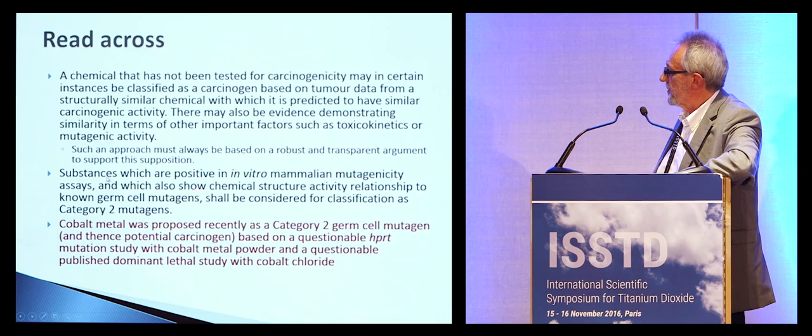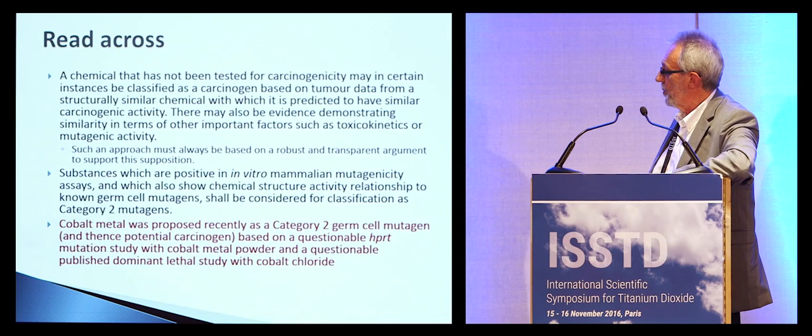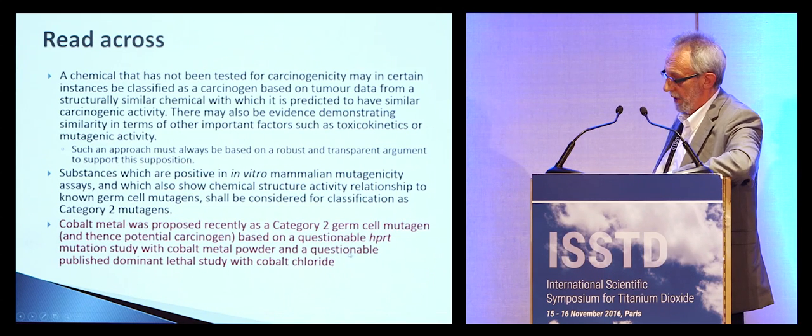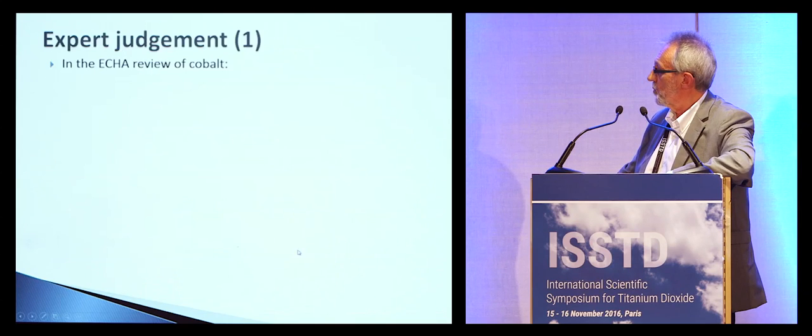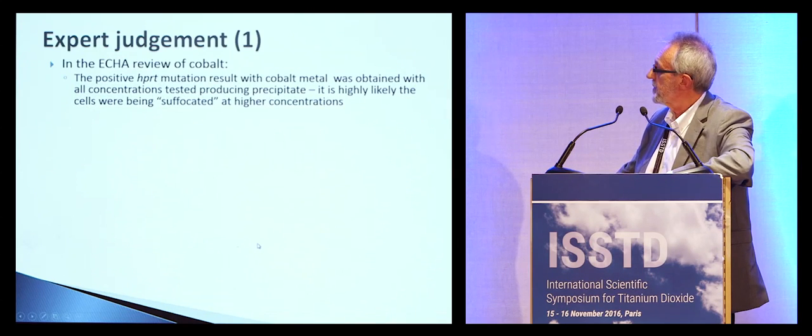But substances which are positive in vitro mammalian mutagenicity assays and which also show chemical structure-activity relationship to known germ cell mutagens shall be considered for classification as category 2 mutagens. And recently, cobalt metal was proposed as a category 2 germ cell mutagen and thence a potential carcinogen based on 2 sets of data which I will discuss in the next slide.